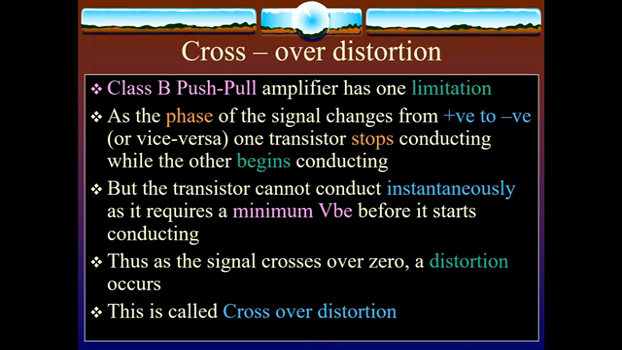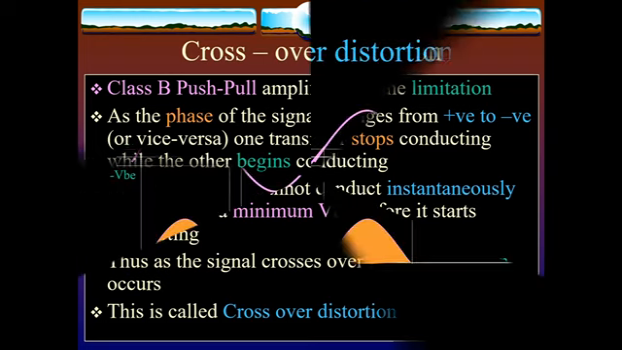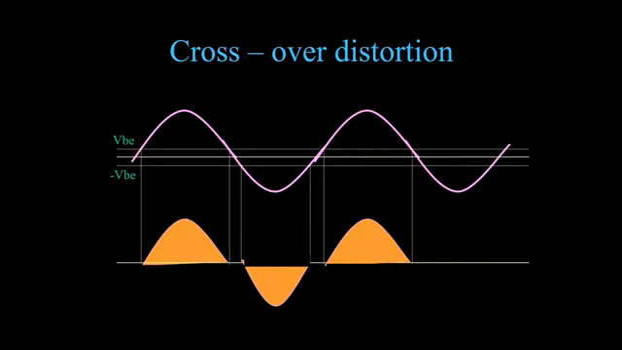So that gap is called crossover. That is where the distortion occurs. This distortion is called crossover distortion. You can see that when one half is conducting and it starts conducting for the other half, there is a small gap there. At the starting period we require a VBE of 0.7 volt or 0.3 volt to move the transistor into the conduction period. This is called the crossover distortion.